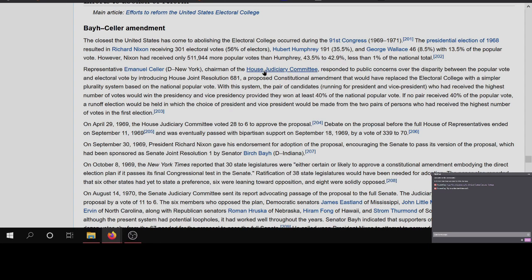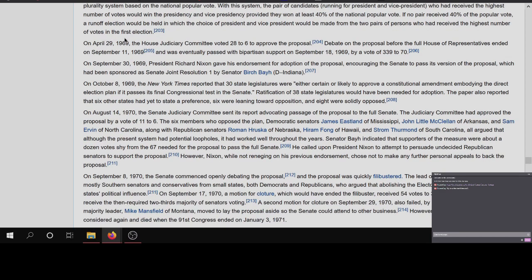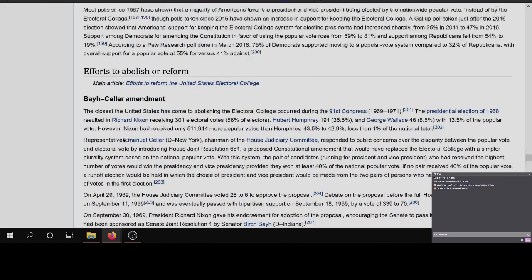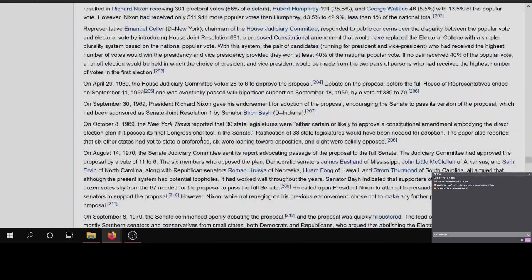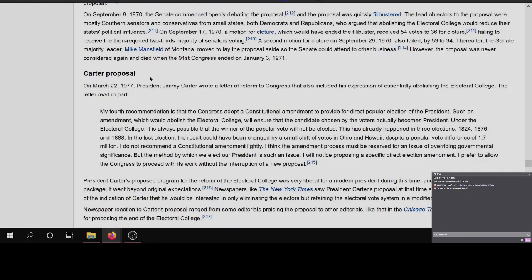It talks about the representatives introducing all this stuff like that. I heard a little bit about this from, I believe, John Oliver reflecting on the Electoral College. Well, yeah. Then you have all these things that occurred around 69 through 71 in parts of it. Then let's go with the Carter proposal.